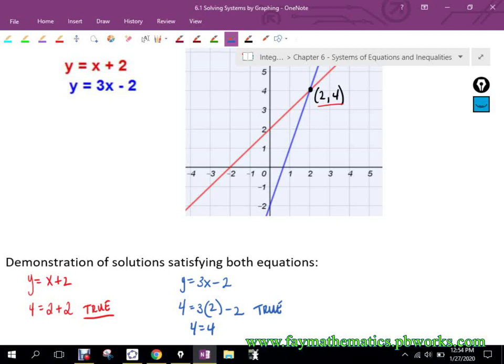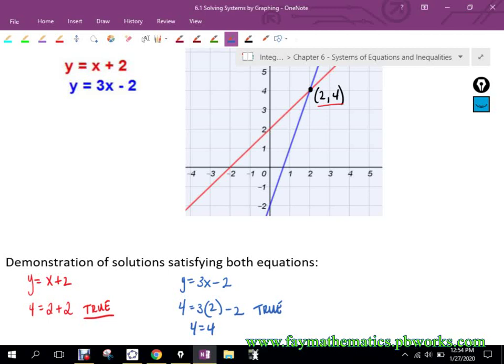What if I chose a point like 3, 1? What do you think that's going to do? 3, 1? Is it on either line? No. So it's going to make the red one false, and it'll make the blue one false. That kind of makes sense? Okay. So no matter how many lines we have up there, we're looking for the one point that makes all the equations true.